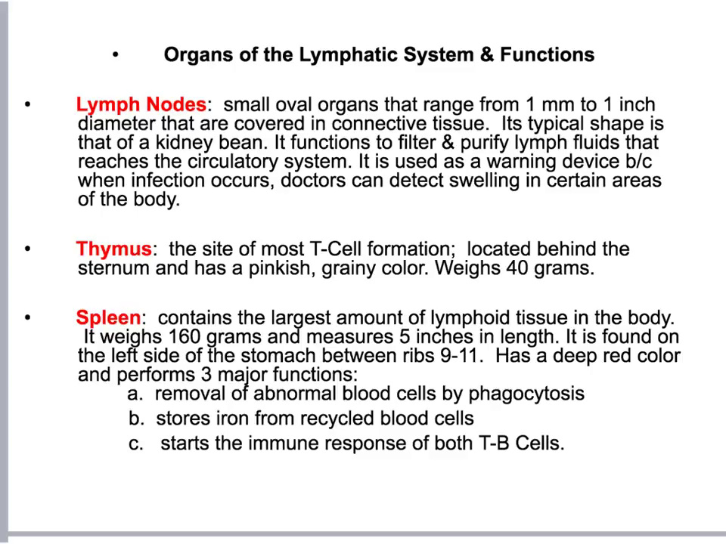Now let's go into the organs and glands of the lymphatic system. First, we have our lymph nodes. They're small oval organs, and they range from about 1 millimeter to 1 inch in diameter. They're covered by connective tissue. The typical shape is that of a kidney bean, and its function is to filter and purify lymph fluids that reach the cardiovascular system. It can be used as a warning device because when infections occur, they tend to swell, and doctors can detect the swelling in certain areas of the body, specifically the neck, the armpits, the axillary, and the groin area. Second is the thymus.